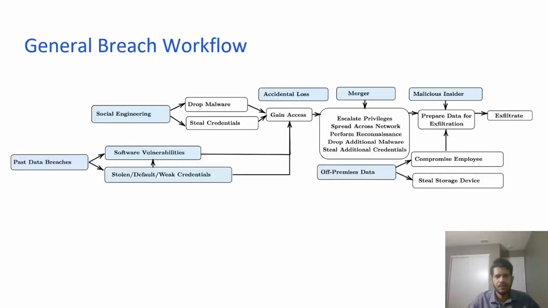This slide shows the general data breach workflow we developed after studying the 10 famous data breach incidents and the 50 data breaches from the year 2015. These blue rectangles show the initial attack vector used by the attackers, which includes social engineering techniques, exploiting software vulnerabilities, exploiting stolen credentials, using malicious insiders. After gaining the initial access, the attackers use various techniques like escalating privileges, or they spread across the network, or they install additional malware, and eventually they are able to exfiltrate the data. Please take a look at the paper to gain more information about this workflow.